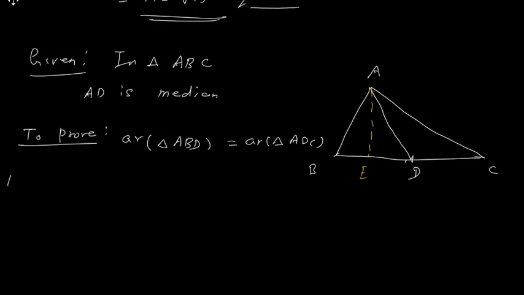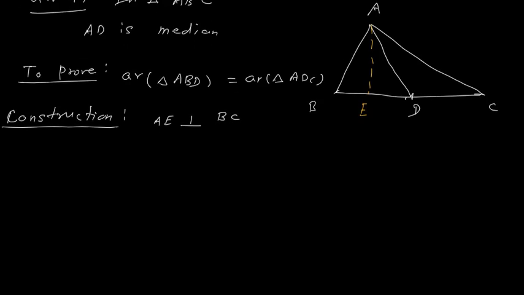We have done a construction, so let us write what construction we have done. We have drawn AE perpendicular to BC. AE perpendicular to BC. This is our construction, 90 degrees. Okay, now proof.